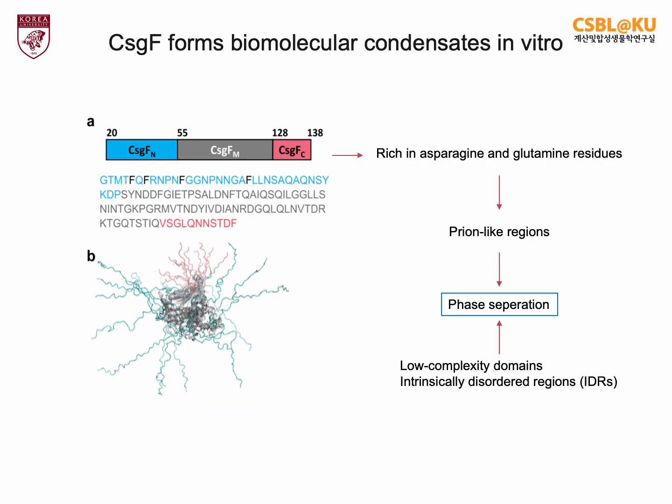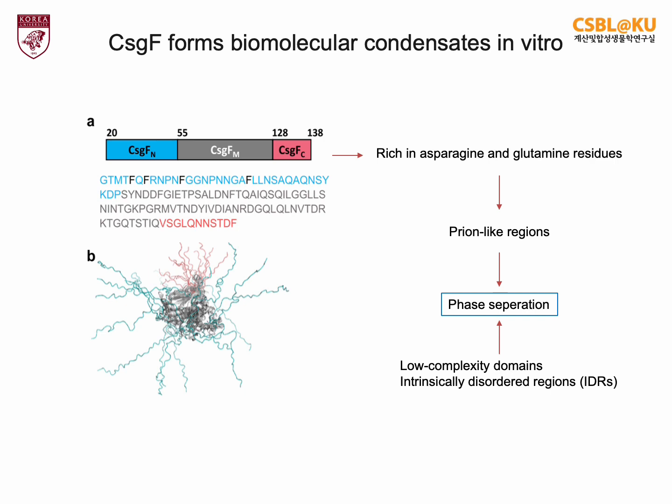Firstly, researchers analyzed the structure of CsgF. Mature CsgF has 119 amino acids. NMR studies on CsgF have shown that both the N-terminus and C-terminus are unstructured, while the middle region is a mixture of alpha helices and beta strands. Additionally, CsgF is rich in asparagine and glutamine residues, which is one of the characteristics of prion proteins.